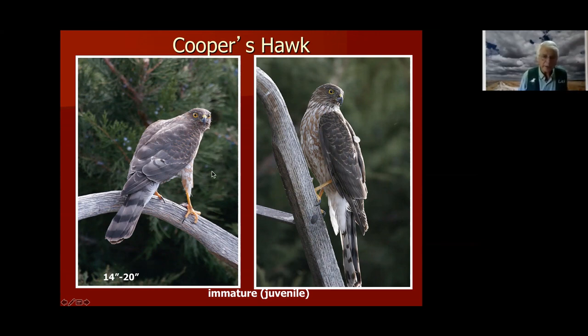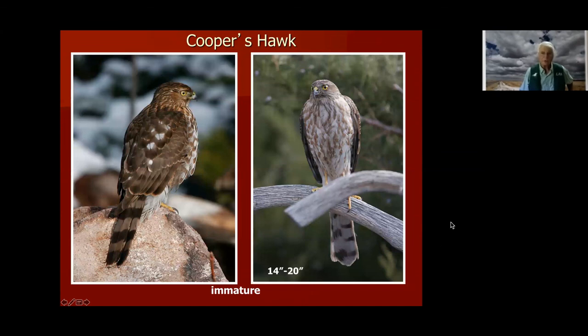You need to be able to tell the immatures or the juveniles from the adults. The immatures, two ways to tell. The undersides have got all this brown vertical streaking and yellow eyes. The bird itself is usually brownish all over or grayish all over. Here's another look at two other juveniles. This one is more brownish than the previous one. But again, the long barred tail on both of them.